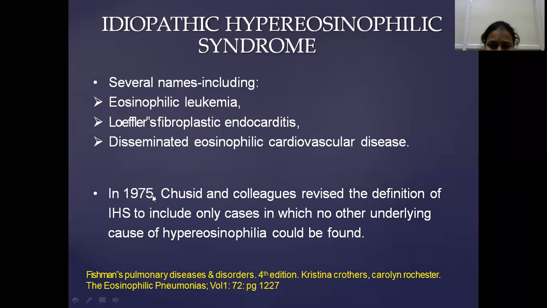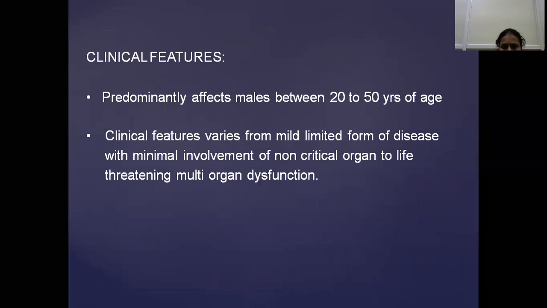In 1975, Chusid and colleagues revised the definition of idiopathic hypereosinophilic syndrome to include only cases in which no other underlying cause of hypereosinophilia could be found. This is idiopathic. This is also present in the age group of 20 to 50 years.